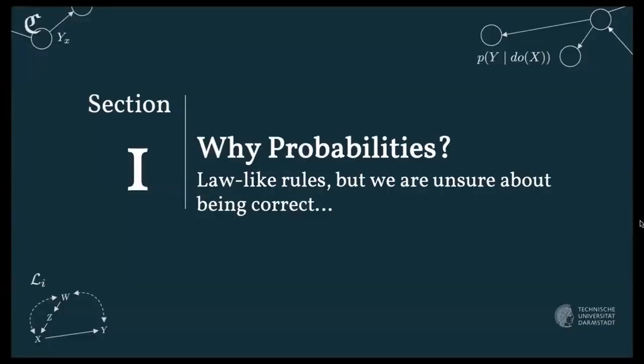So section 1, why probabilities? We have these law-like rules, but we are essentially unsure about being correct. But it comes with multiple reasons. And this whole lecture today is based mostly on existing textbooks. So Pearl's causality textbook. When it comes to probabilistic graphical models, also Koller and Friedman, and also the Elements of Causal Inference by Peters et al.